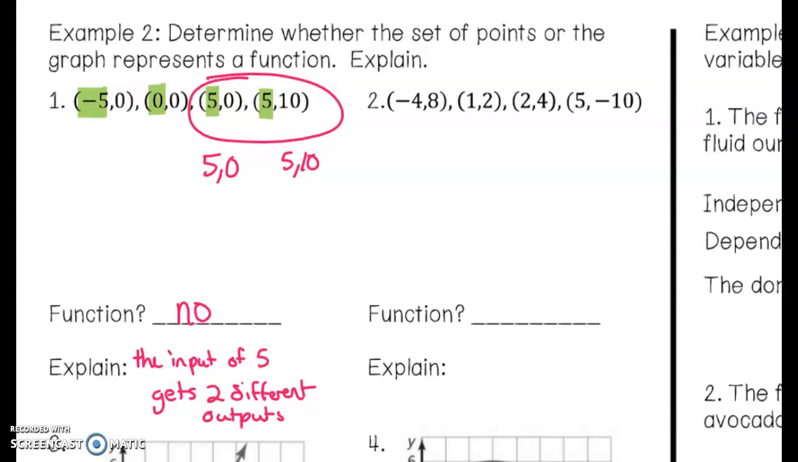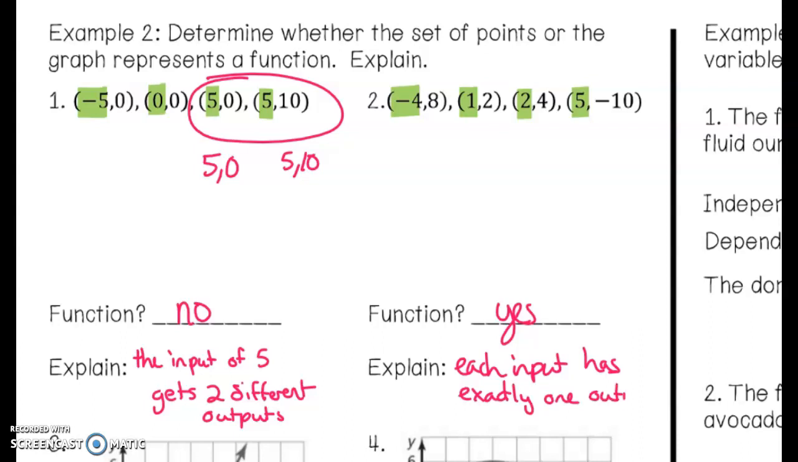Okay, let's look at the next one. Look at the x values first. That's where we're going to find the problem. You see how the x values are all different? So we're going to be good to go. We're going to say, yes, it's a function, because each x value is different, that means each input has exactly one output. Now remember, videos are great because you can pause if you need to catch up or process something, so pause as needed throughout this video.